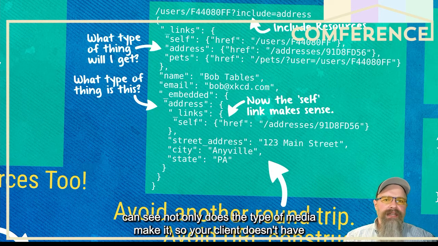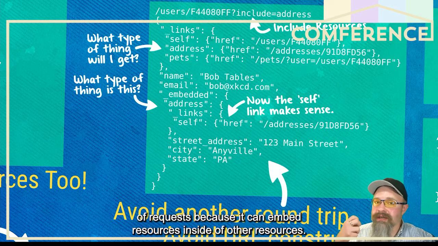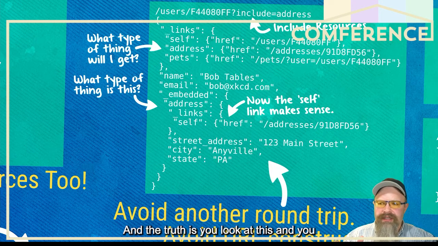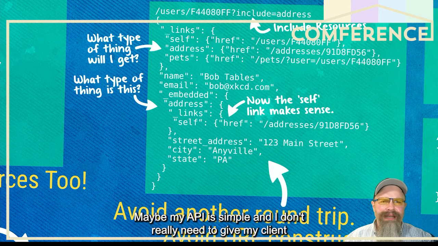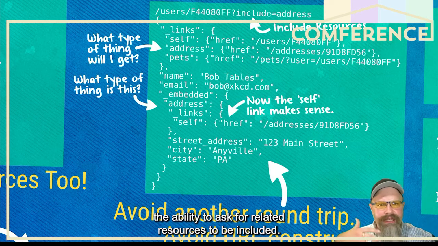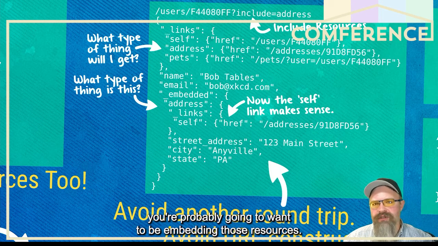So we can see not only does hypermedia make it so your client doesn't have to create or construct those URLs, it can also make it so your client doesn't have to make a lot of requests, because it can embed resources inside of other resources. And the truth is, you look at this and you say, well, how would I use embedded resources? Maybe my API is simple and I don't really need to give my client the ability to ask for related resources to be included. Well, the truth is, if you have any API with a collection of things, you're probably going to want to be embedding those resources.